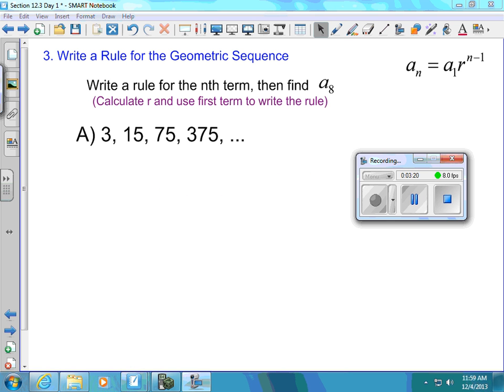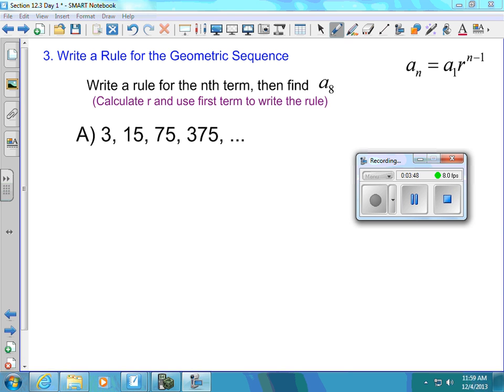Okay, so let's look at a sequence and write our rule for the nth term. On the test, I'm not going to tell you necessarily what type of sequence it is. It could be geometric, arithmetic, or it could just be a general pattern, and you have to find the rule yourself, like we did in section 12.1. So I always look, though, to see if it's one of the easy ones, arithmetic, like we did last section, or geometric, like we're doing now.